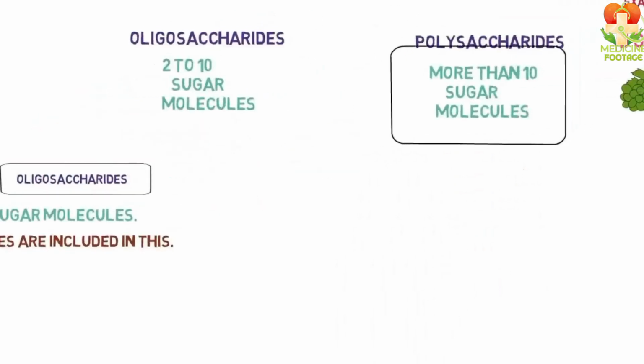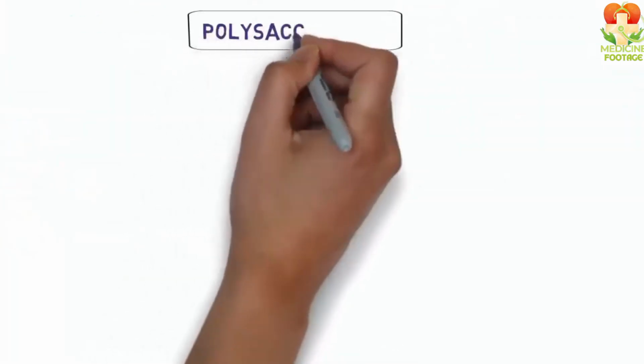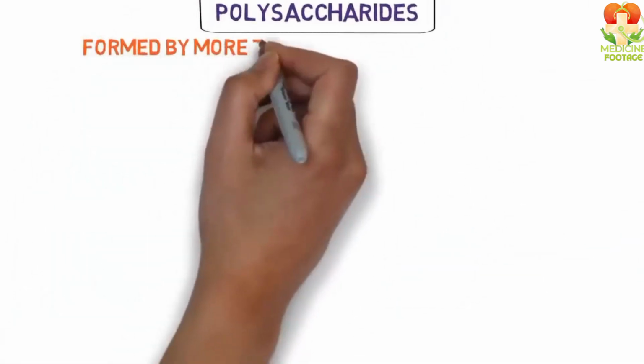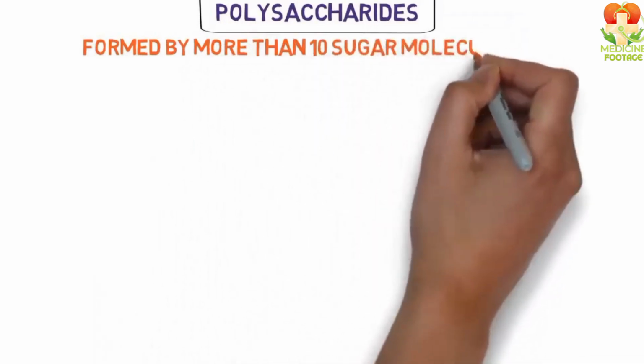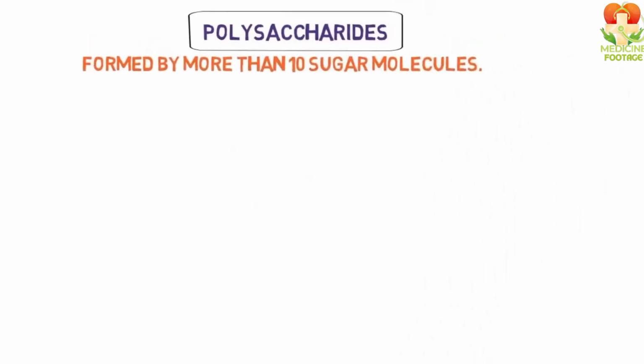Now let's move on to the final classification of carbohydrates. Polysaccharides. It is made up of two words. Poly means many and saccharide means sugar. In this classification, we find many sugar molecules. How many? I've already mentioned that more than 10 sugar molecules combine to form polysaccharides. In this classification, the sugar molecules are attached to one another.